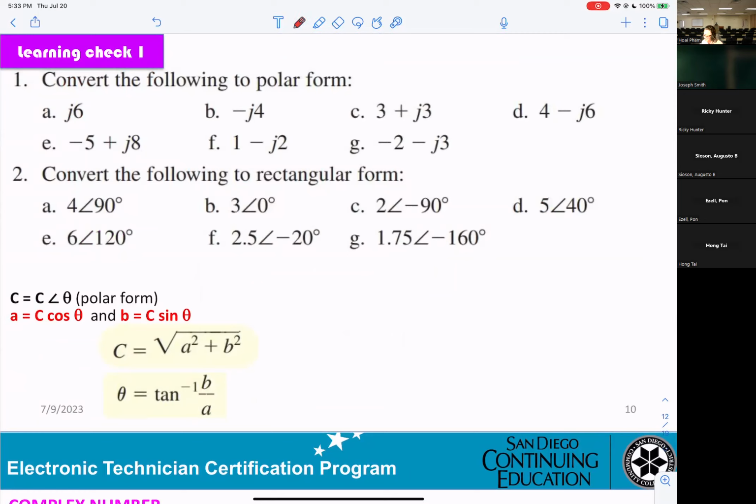So you got 7.21, angle negative 56.3. I get 7.21 too, that's what I got. The angle will be minus 56.3.